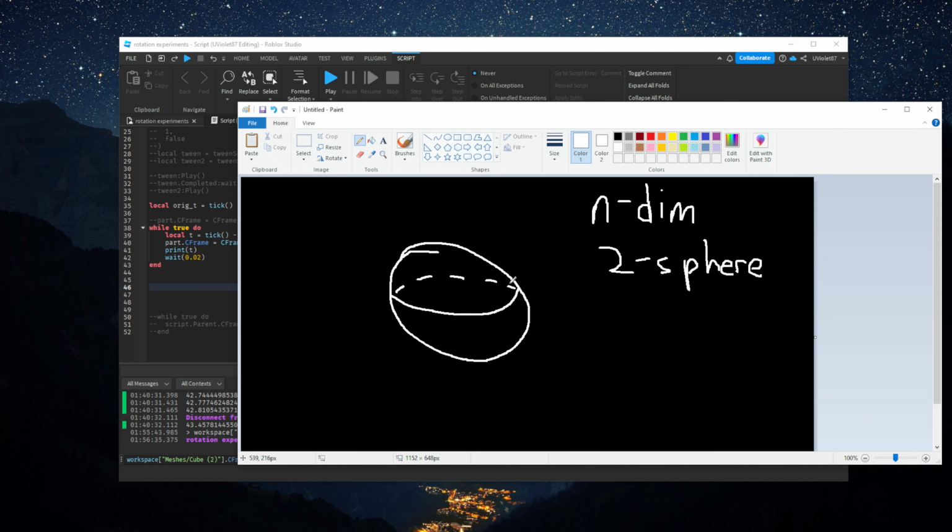So, okay, here's a 2-sphere. What I'm going to do is explain normalization in this 3-dimensional case with a 2-sphere. We say the 2-sphere is the sphere that's naturally embedded in 3-dimensional space. I'm being a little pedantic, but I hope you get what I'm saying.